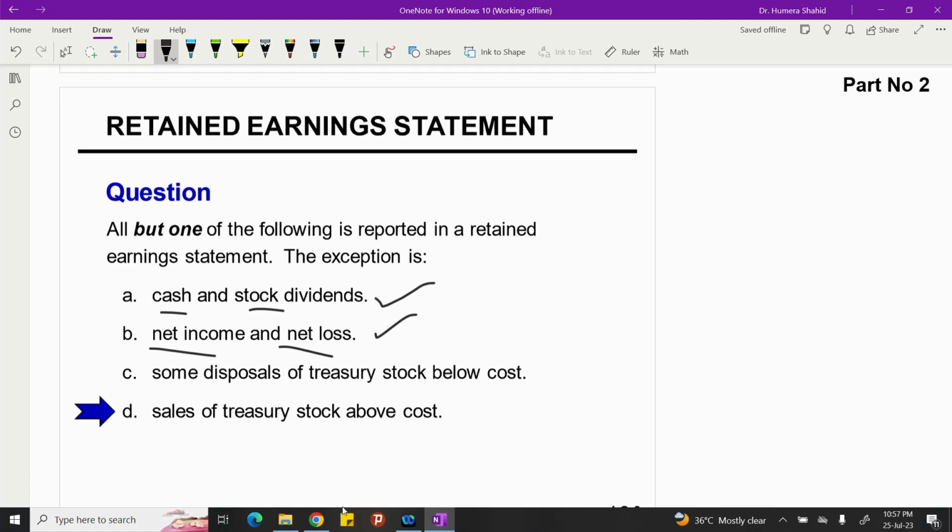When the treasury stock is sold or disposed of below its cost and we do not have a balance in the premium account, we debit retained earnings. Yes, it is mentioned. Sale of treasury stock above cost? No, we do not mention it in retained earnings. Why? Because when you sell the treasury stock above cost, you get a premium account credit, right? So in this case, retained earnings is not affected. So D is the answer.